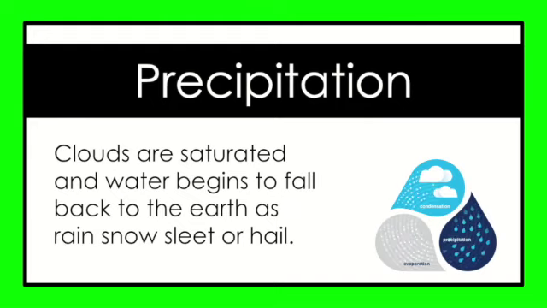Precipitation is once those clouds are formed and they become saturated or full of water, the water begins to fall back to the earth as rain, snow, sleet, or hail.